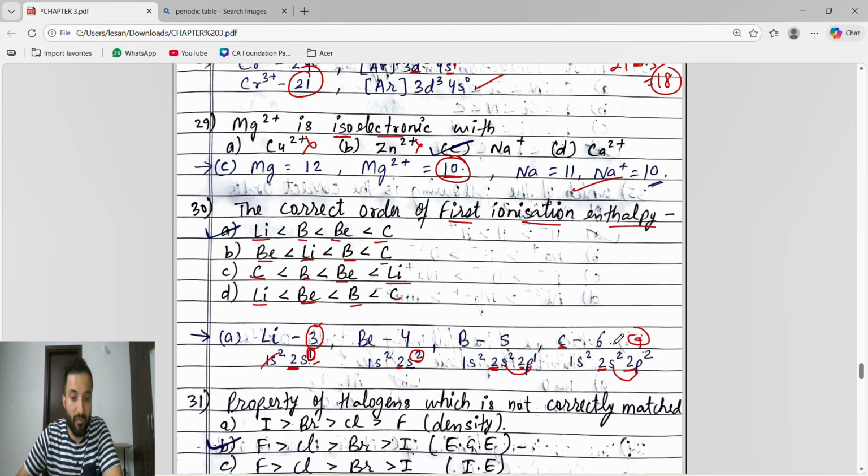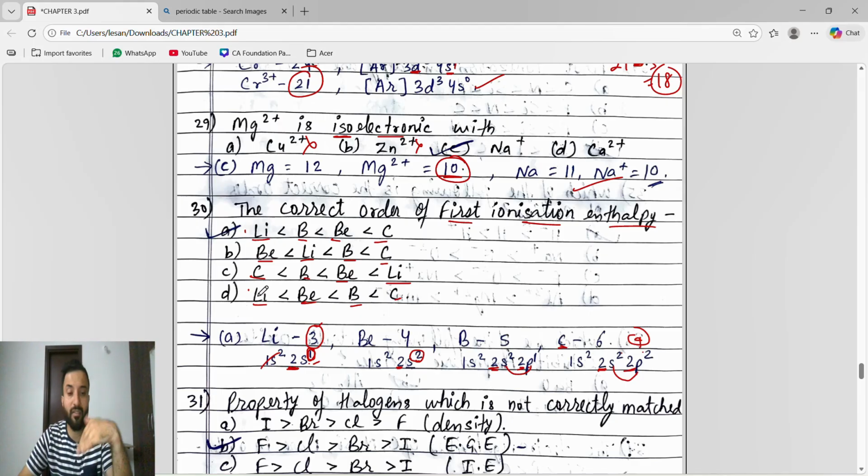So guys, what will happen? Here s is having just one electron, so we will remove the s electron easily from here. Lithium is very easy to remove, so lithium is the least. So either A or D, they have lithium.